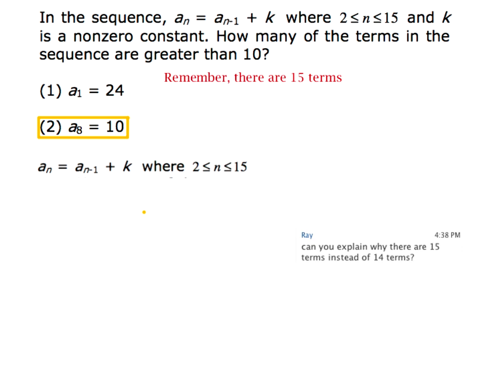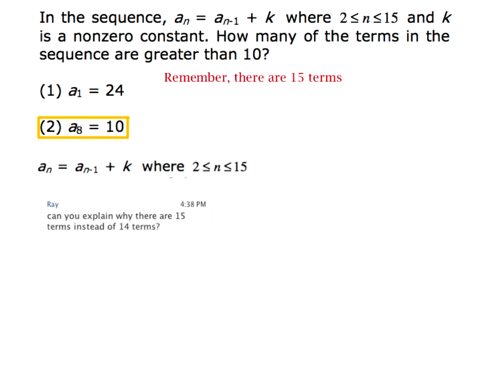Well, one general observation, by the way: I've never seen a sequence on the GMAT start with anything but the first term. So it's likely that every GMAT sequence that you ever see will start with term 1. So just make sure you know that in general before we talk about this one at all.